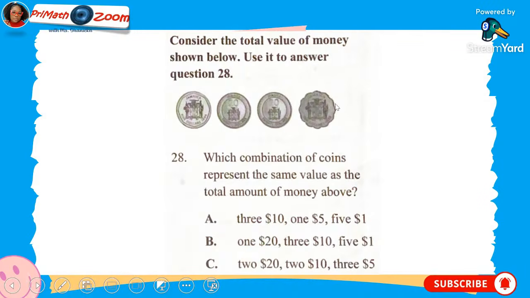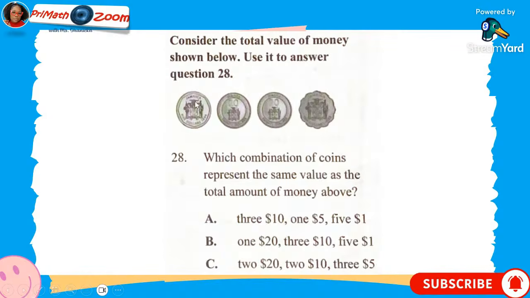Consider the total value of money shown below. Use it to answer question 28. Here we have, what coin is this? What coin is this one? Who knows this coin? How much money is this one? This one here I'm touching. How much money would this coin be? What's the value of this coin? Zari says $5. This one is $5. $5 coin.